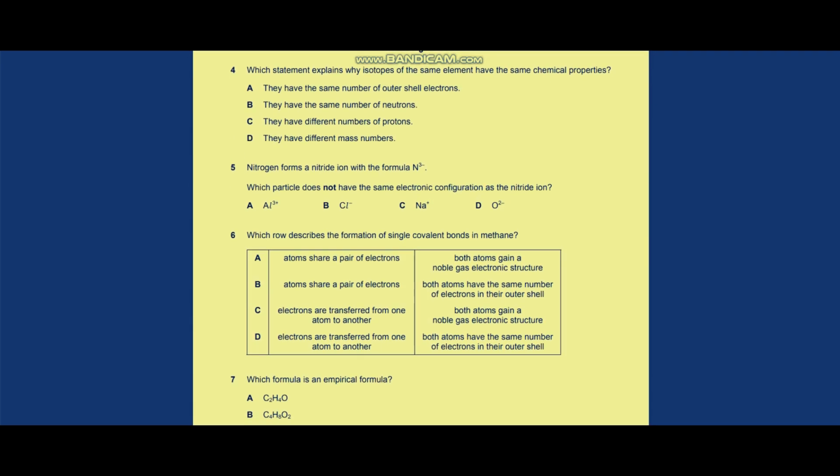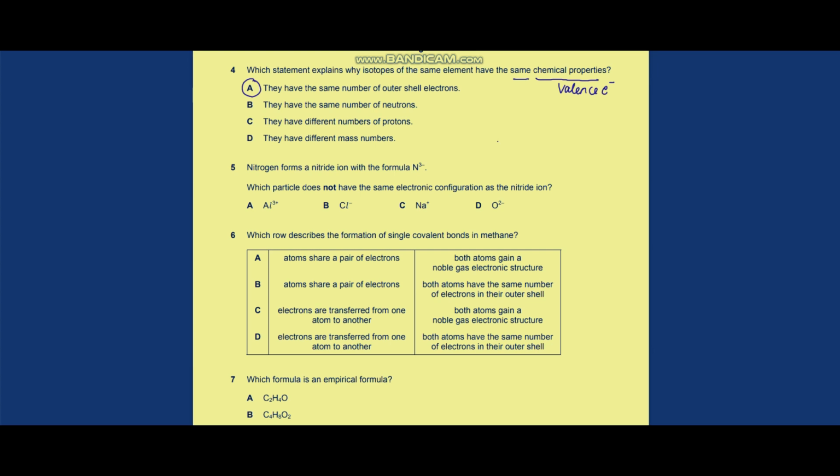Which statement explains why isotopes of the same element have the same chemical properties? Chemical properties depend upon the number of valence electrons. So if any elements have the same number of valence electrons, they will have the same chemical properties. And valence electrons are the electrons which are present in the outer shell. Therefore, we will choose they have the same number of outer shell electrons. That is correct.